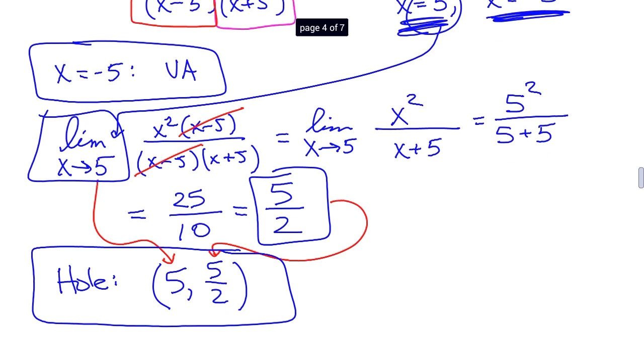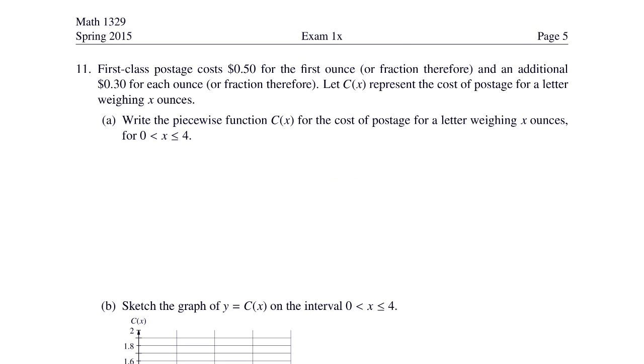Let's take a look at problem 11. So we have a question about first class postage. It costs 50 cents for the first ounce or fraction thereof, and then an additional 30 cents for each ounce or fraction thereof. So we'll let C of x represent the cost of the postage for a letter weighing x ounces.